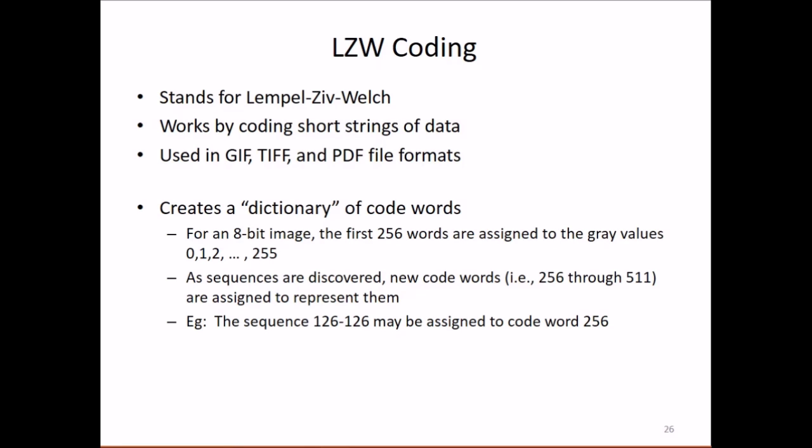Now coming to this LZW coding, this stands for Lempel-Ziv-Welch. This works by coding short strings of data and is used in GIF, TIFF and PDF file formats. It creates a dictionary of code words. For an 8-bit image, the first 256 words are assigned to the gray values 0 to 255. As sequences are discovered, new code words, maybe 256 through 511, are assigned to represent them. For example, the sequence 126 may be assigned to code word 256. I'll show you with an example.